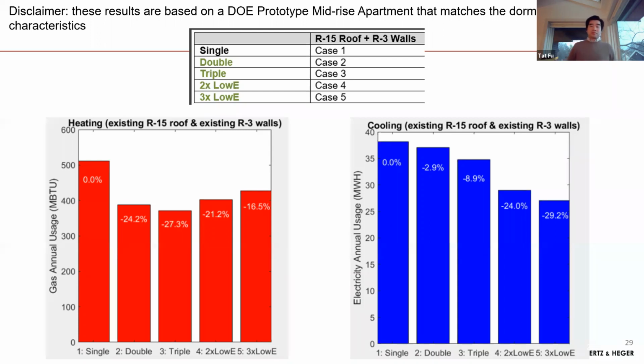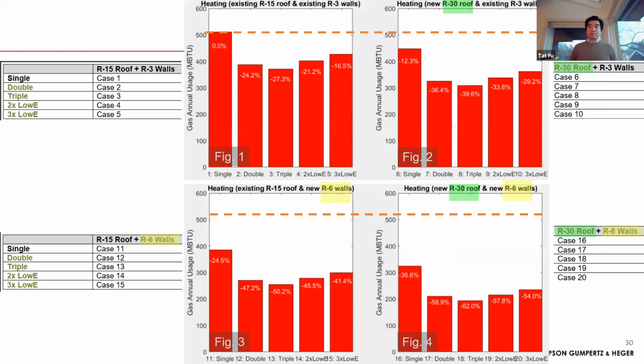Next slide, please. Now we get to the busy part, all 20 cases. Figure 1 is just what we saw, cases 1 to 5. Figure 2 is the same cases 1 to 5, but we upgrade the roof from R15 to R30. You can see the 5 bars have the same shape. It goes down and then back up in the last 2 cases. But overall, you can see a 12% reduction.